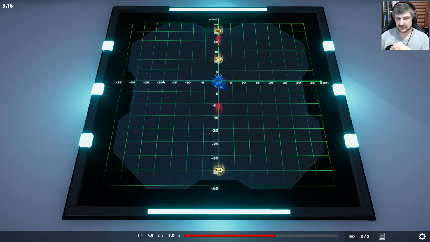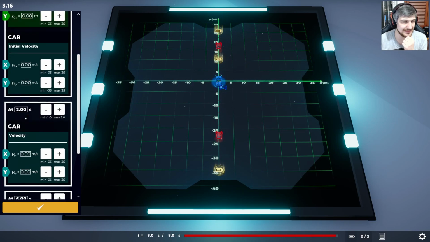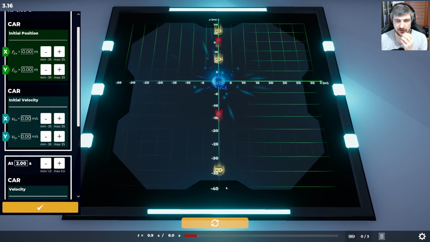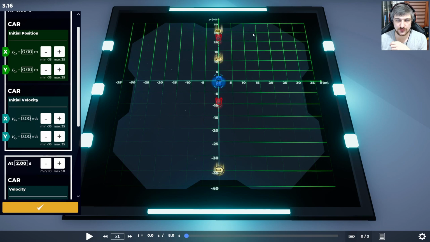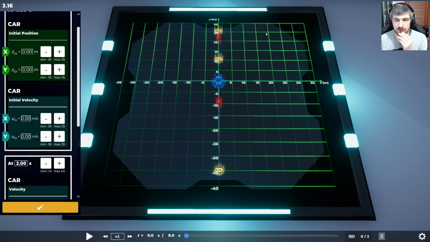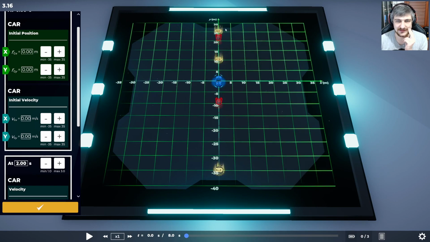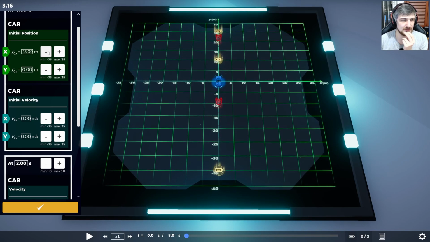Oh, so these drones are moving up and down. We have 3 velocity changes and an initial position. So I'm seeing we teleport here and then go 1, 2, 3 or something like that. What do you think? Let's start here. Minus 20.